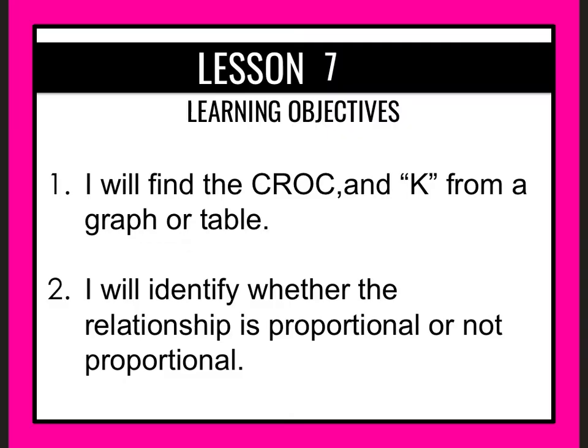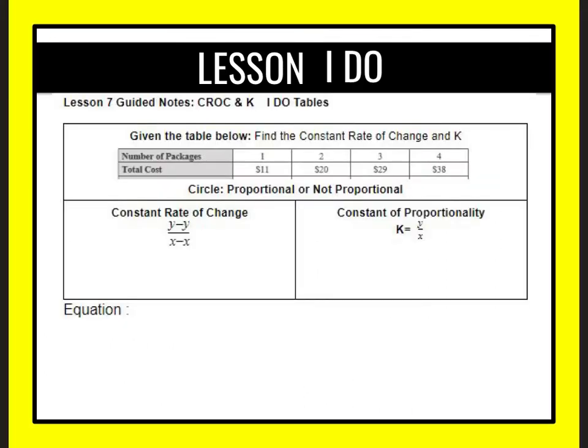Lesson 8. In this lesson, or Lesson 7, I should say, we are looking at finding the constant rate of change, once again, and the constant of proportionality from a graph or a table. And we're going to identify whether that relationship is proportional or not proportional. So let's go ahead and look at this first set of tables, okay?